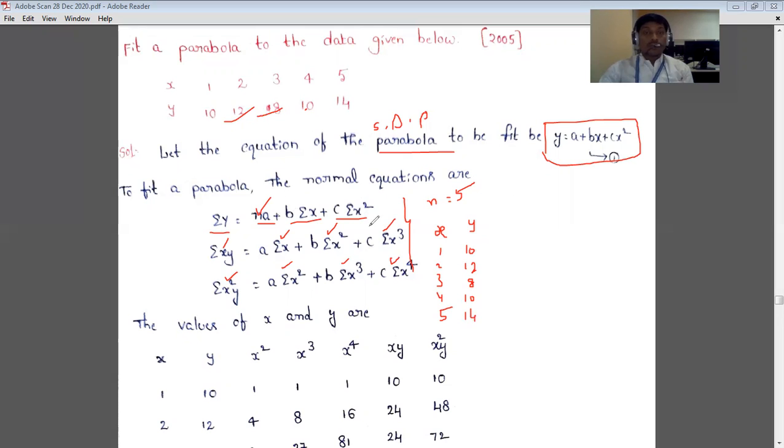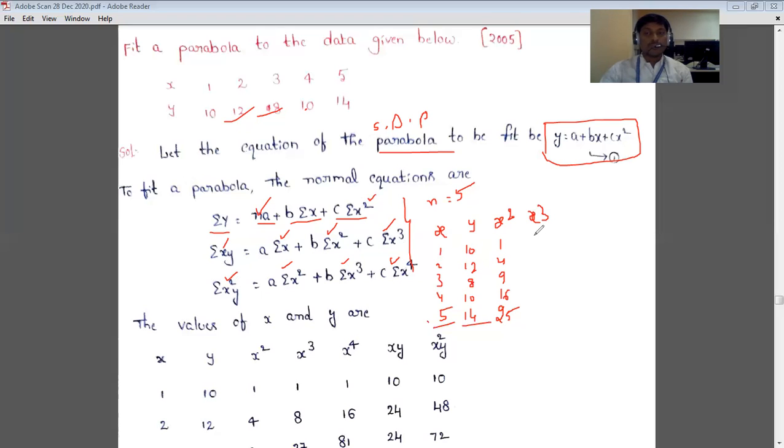Next, from the first equation onwards you can see that summation y is obtained just by adding the y values, and summation x by adding the x values. And x square we require, so we have to square these numbers. 1 square is 1, 2 square is 4, 3 square is 9, 4 square is 16, and 5 square is 25. So this is x square. We also require x cube, xy, x square y, and x power 4.